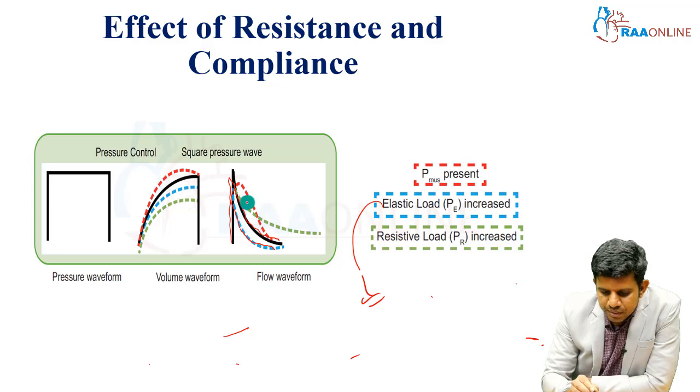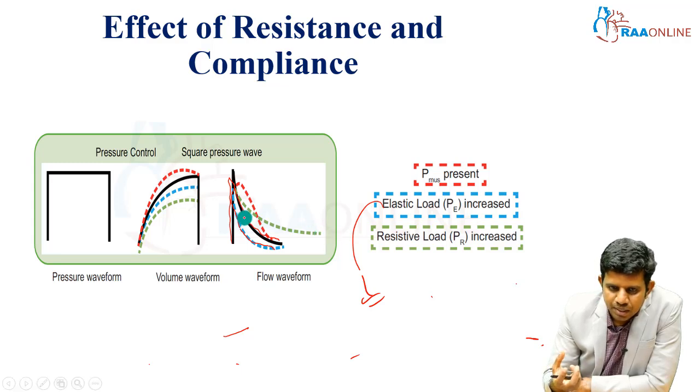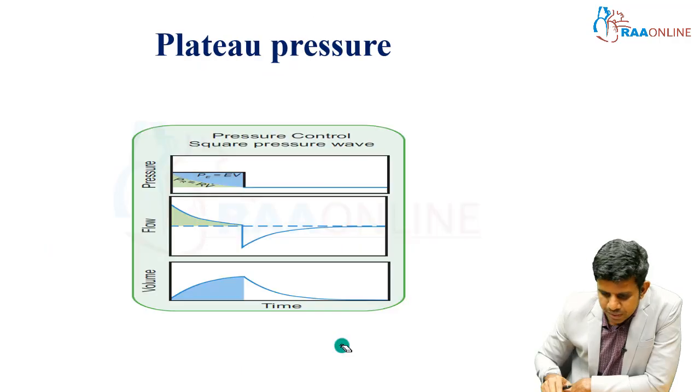So if it is a resistive related problem, it will take a long time to fill the lung. If it is poor compliance related, the lung will fill very rapidly, so the flow waveform reaches the baseline very rapidly. Okay, so next is the plateau pressure.